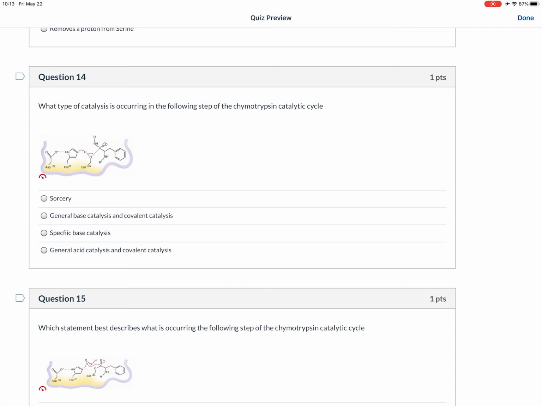What type of catalysis is occurring in the following step of the chymotrypsin catalytic cycle? We see two things here. We see the nitrogen on histidine pulling a hydrogen off of serine. That is general base catalysis. That's nitrogen acting as a base. The reason it's not specific base catalysis is because we're not using hydroxide, OH minus.